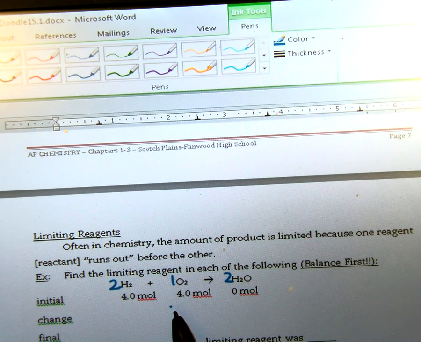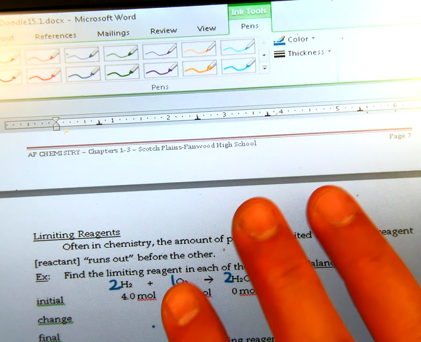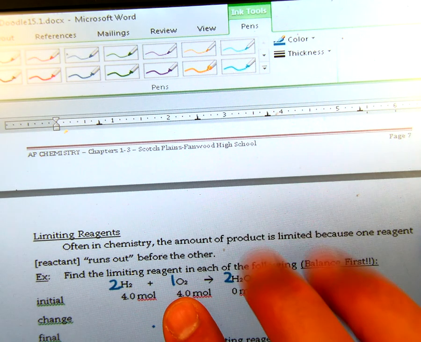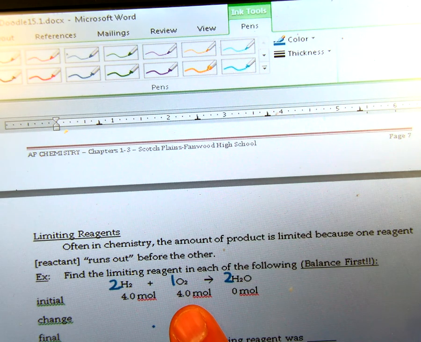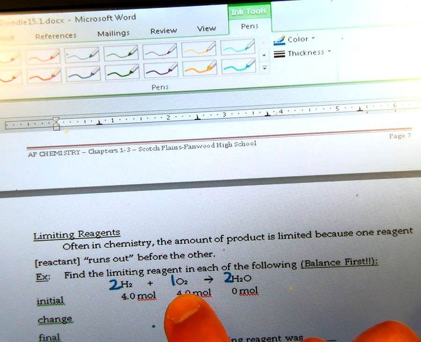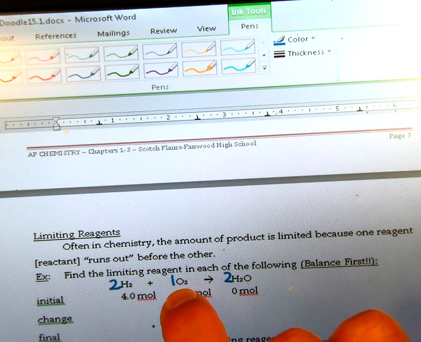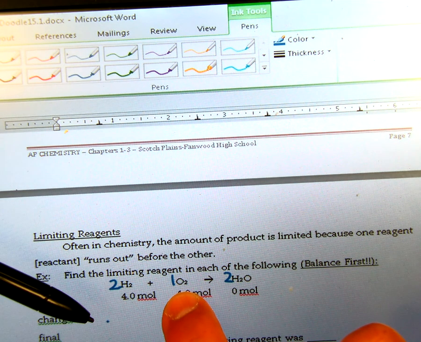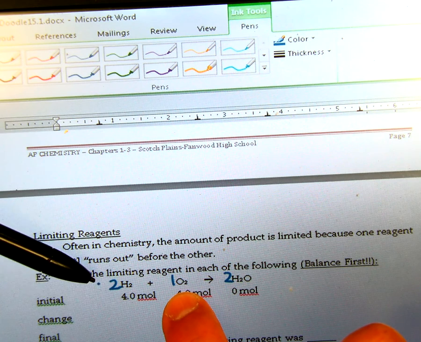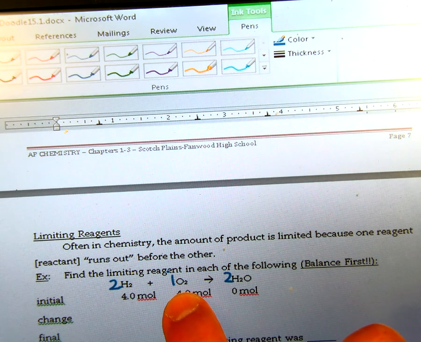So what we could do is basically guess and see if we're right. So let's cover up this oxygen, and we're not going to know that we have 4 of that. So we don't know we have 4. So we're going to bridge from the 4 of the hydrogen. We're going to say 4 divided by 2 times 1 is 2. So 4 moles of hydrogen would require 2 moles of oxygen.